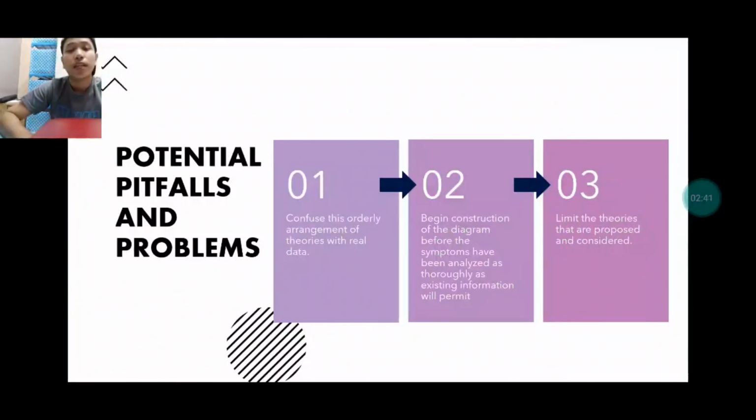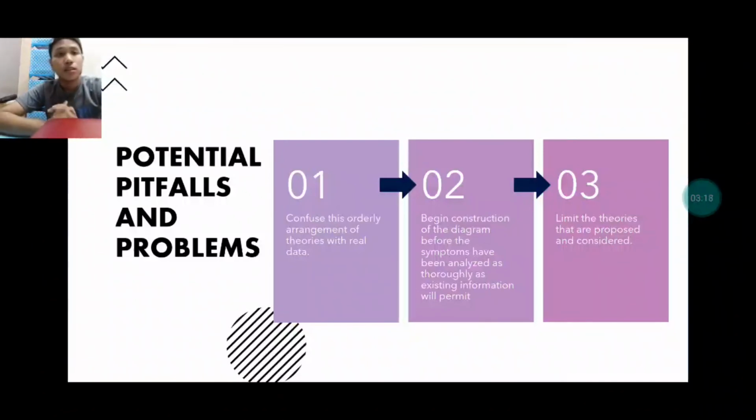Okay, so next is potential pitfalls and problems. The first one is you need to understand that this CE diagram does not show the true effects. You don't know yet whether these data are true or not. So first, you may confuse the orderly arrangement of theories with real data. Like I said just now, it may or may not be real data. It may or may not be theories.